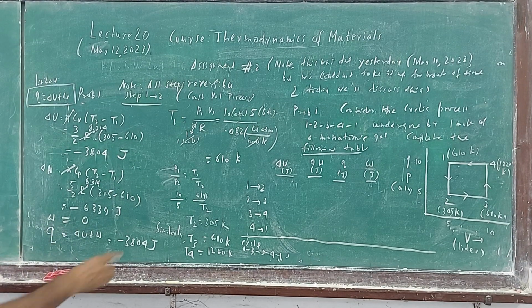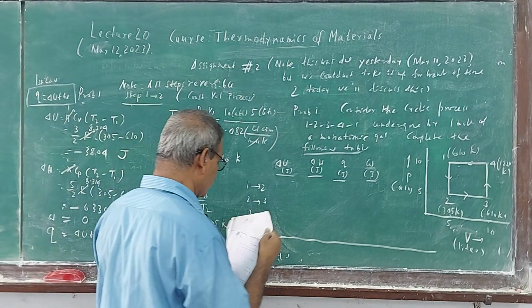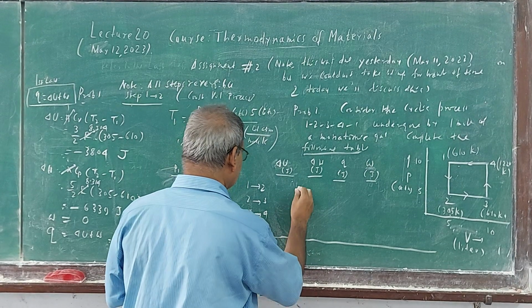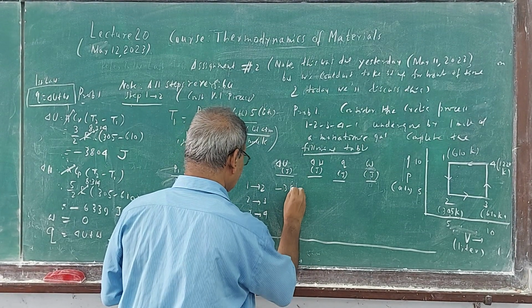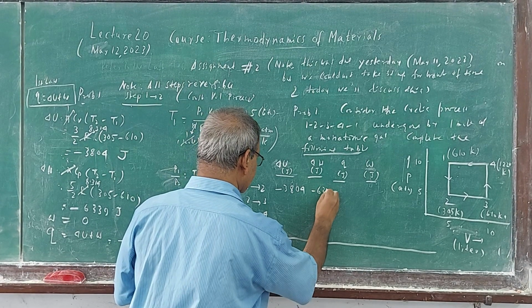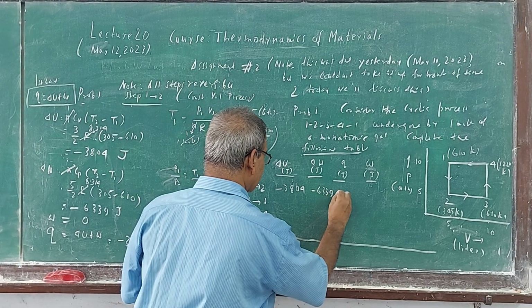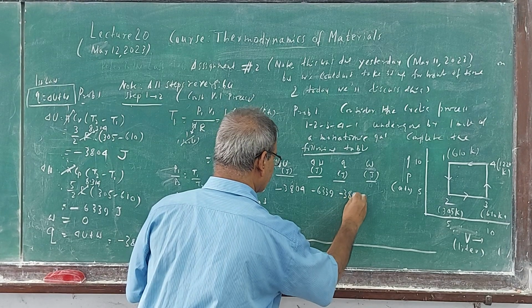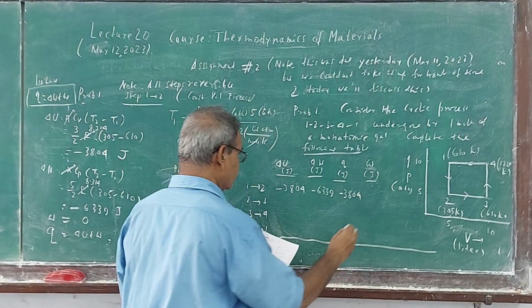Unit mass, unit mass. So complete the first line. Complete the first line quickly. Complete. One done. Minus 3804, minus 6339, minus 3804 back, and 0.